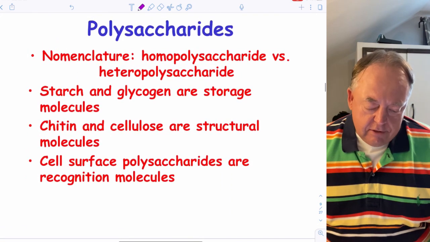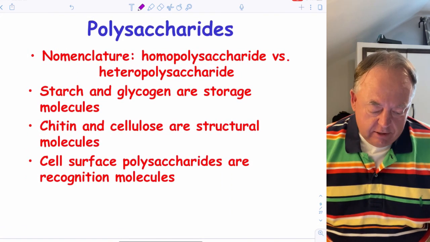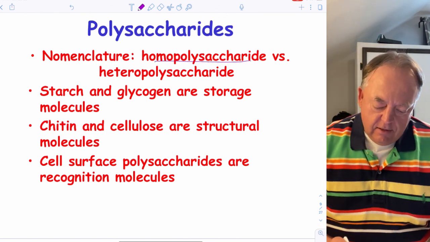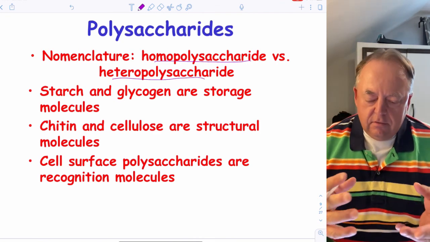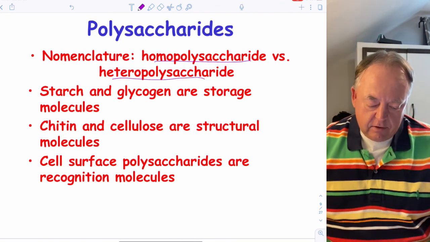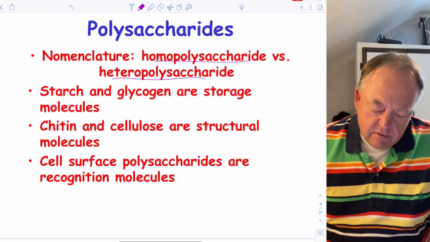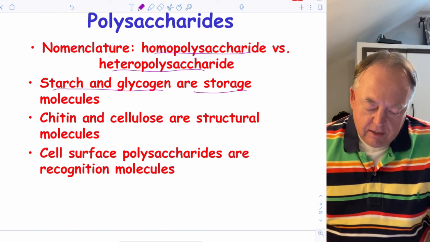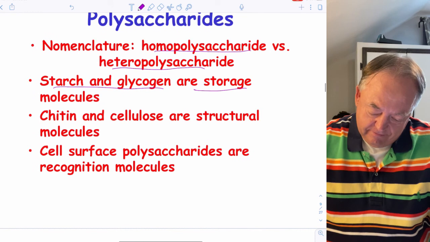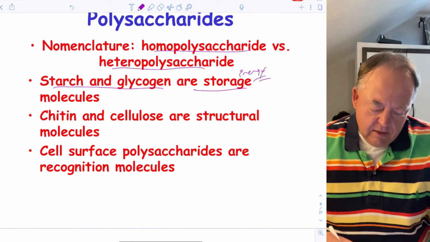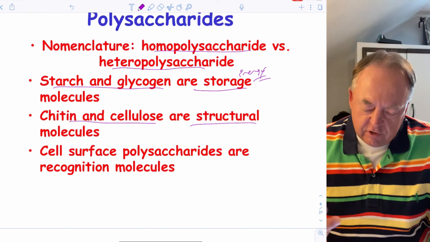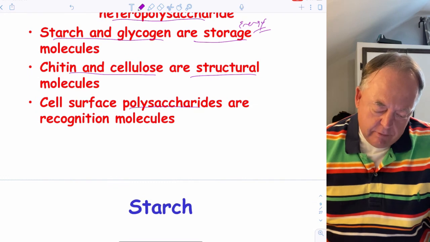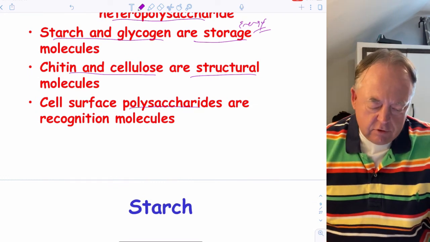Okay, so polysaccharides. So now if we're talking 10 to hundreds of carbohydrates linked together, so you can have homopolysaccharides, so that would just mean the same carbohydrate polymerized, or heteropolysaccharides, so you have different carbohydrates polymerized together. So they have many important uses. So starch and glycogen, which we'll talk about, are storage molecules, so energy storage. Chitin, cellulose, which we'll talk about, have important structural components. Polysaccharides could be on the surface of cells, which could be what's used for cell surface recognition.